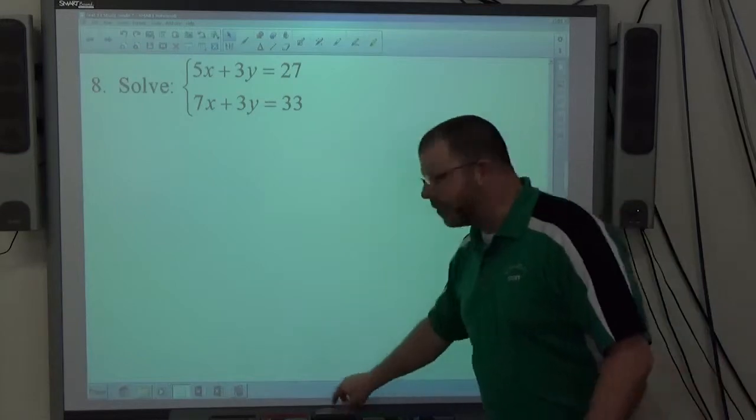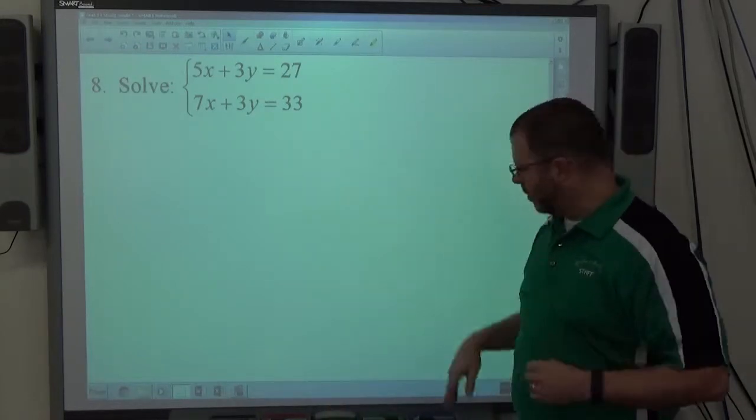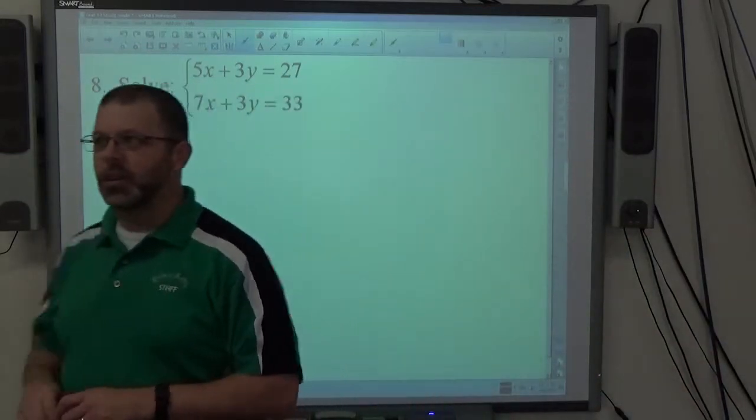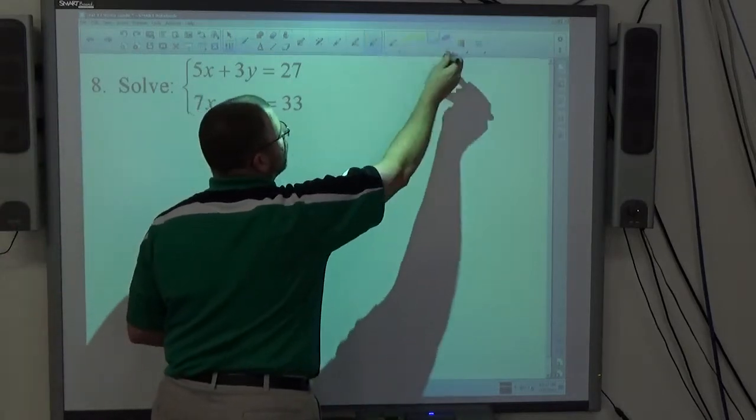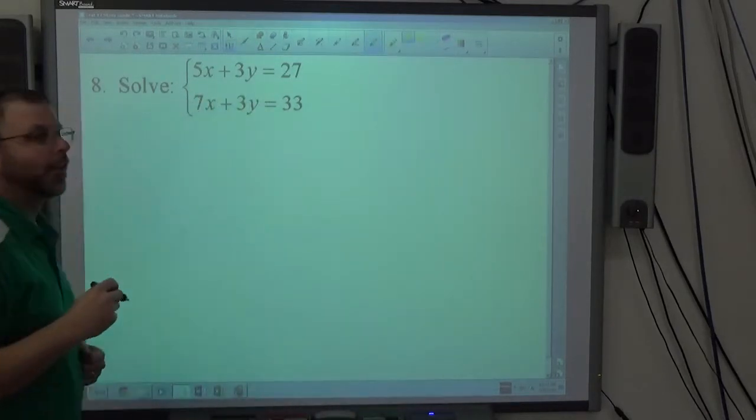Number 8. 8, 9, and 10 are all this kind of problem. I'm going to prefer elimination over substitution in each case. That's the newest technique we've learned. The goal of elimination is to get rid of a variable. It doesn't matter which one you get rid of. Sometimes one's easier than the other to get rid of.